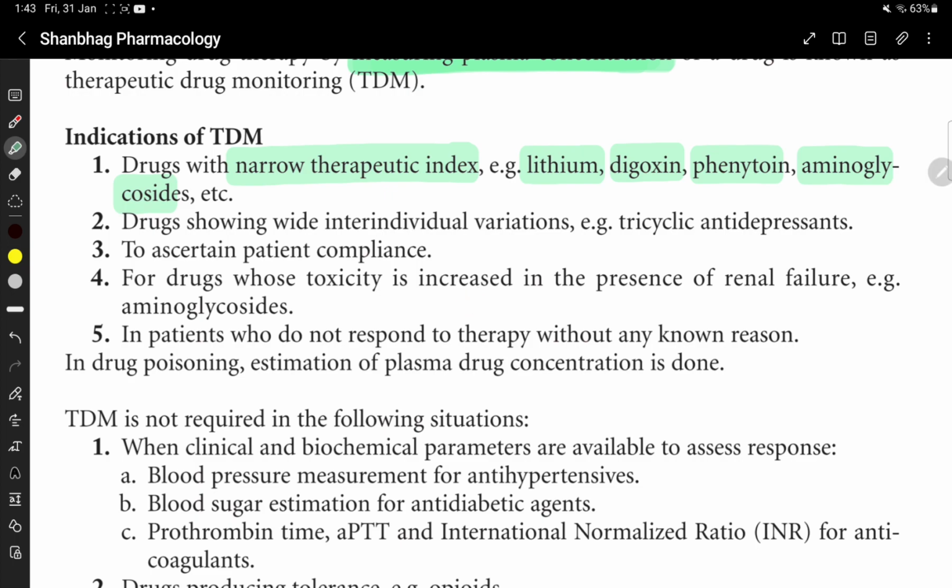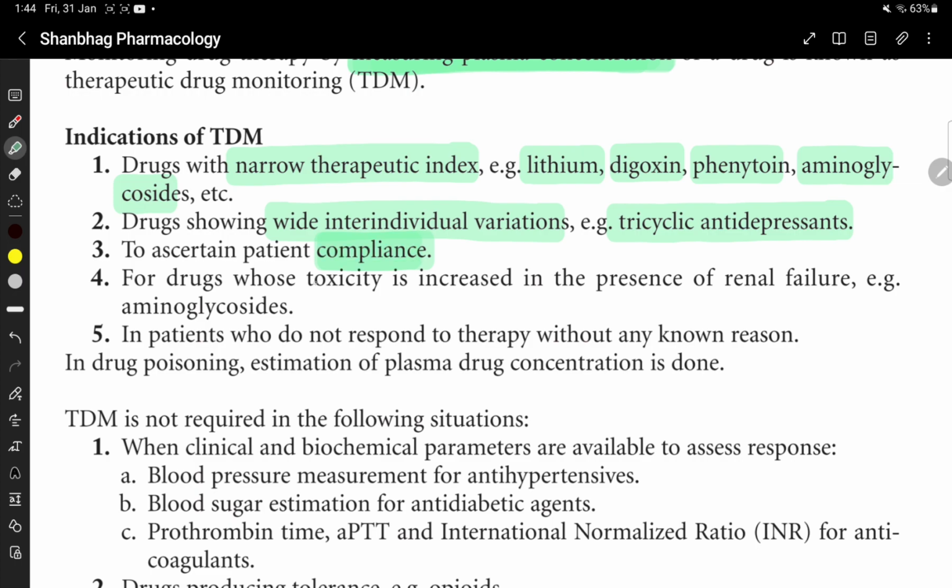Drugs showing wide inter-individual variations, like tricyclic antidepressants. Tricyclic antidepressants require therapeutic drug monitoring because they show wide inter-individual variations. Third, to ascertain patient's compliance.